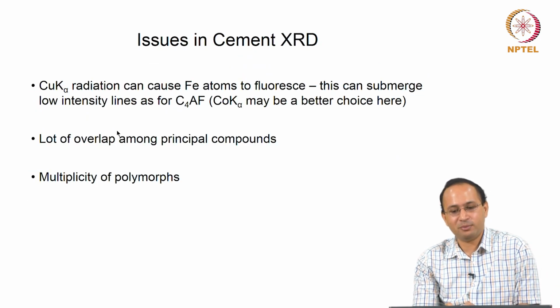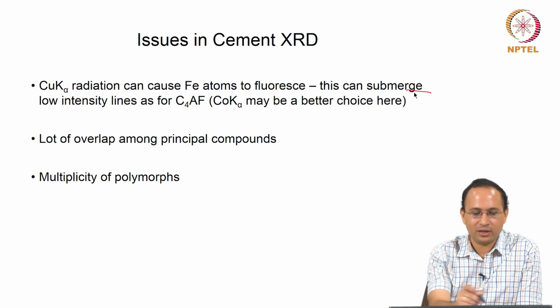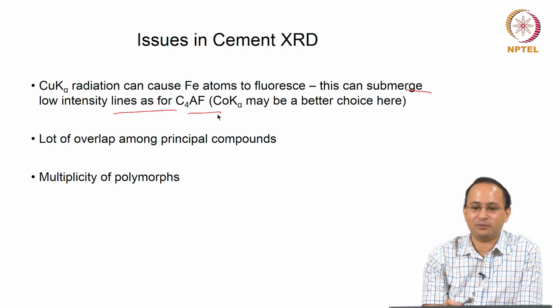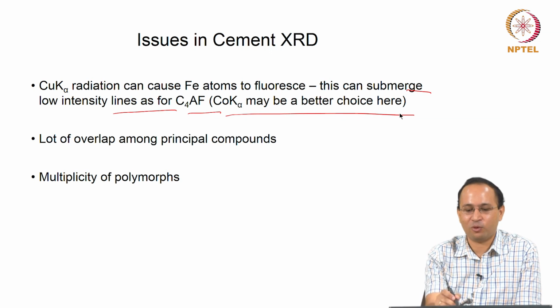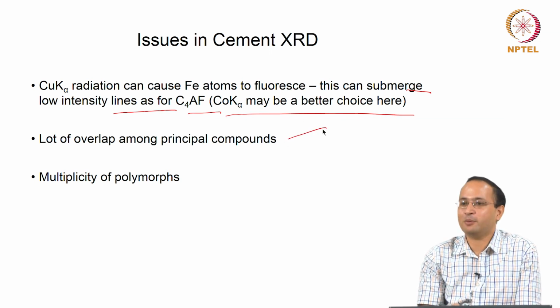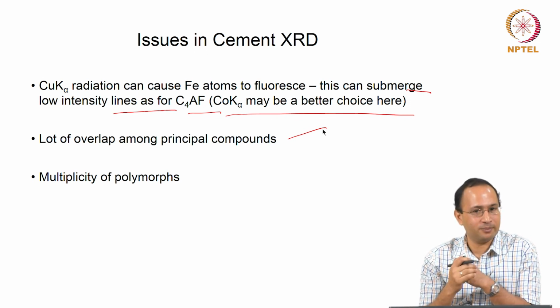So, what are the issues in cement XRD? See, copper K alpha radiation can cause iron atoms to fluoresce. So, this can submerge low intensity lines as for C4AF. So, cobalt K alpha is another example, and may be a better choice here. There is a lot of overlap among principal phases. When you actually look at your XRD diffraction pattern, you will see a lot of overlap.